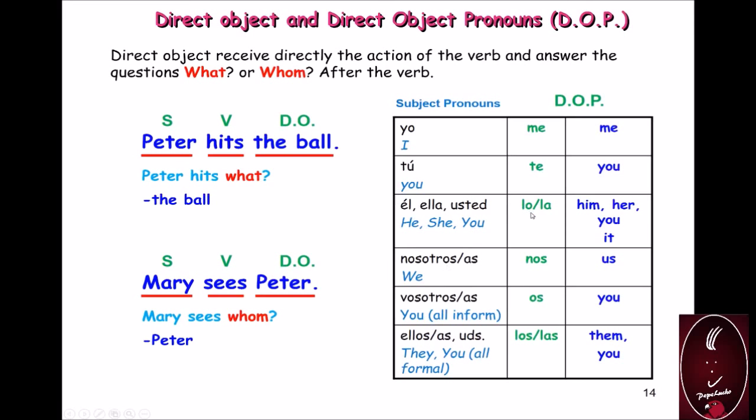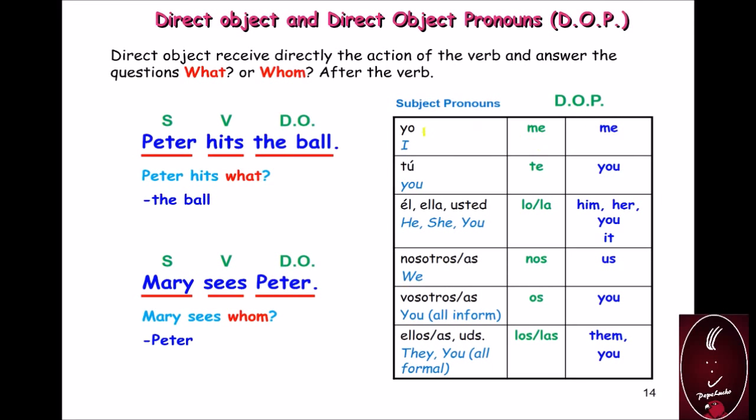Here we have the direct objects in Spanish and in English. Direct object in Spanish: me, te, lo, la, nos, os, los, las. In English: me, you, him, her, you, it, us, you, them, you. So those are the direct objects for those subject pronouns.